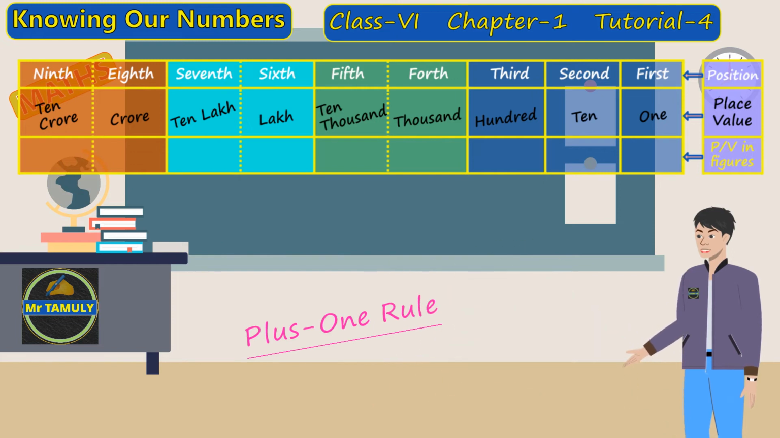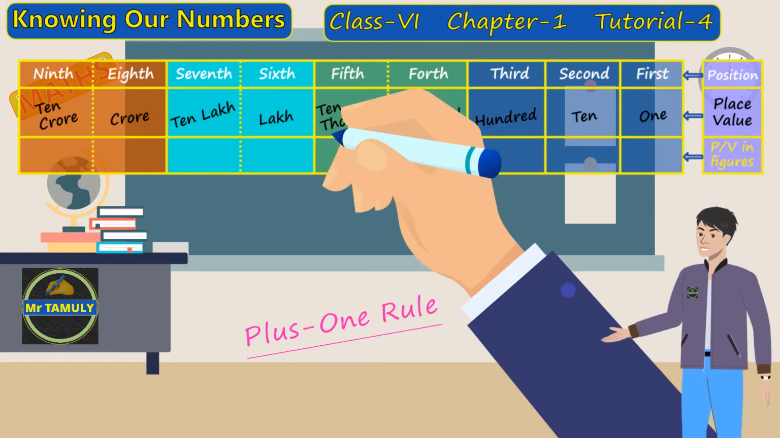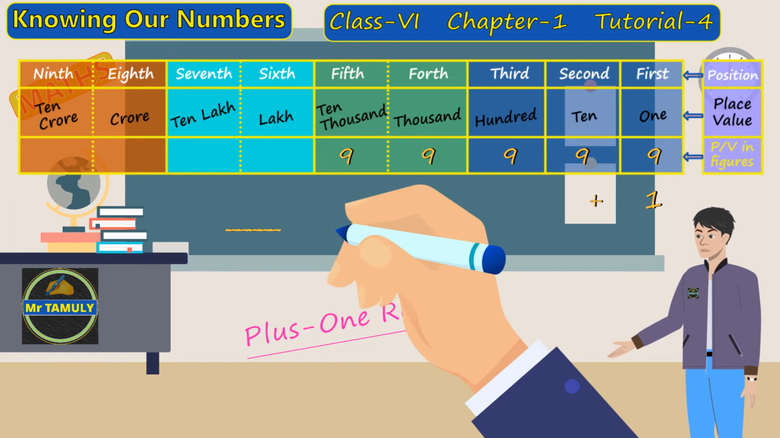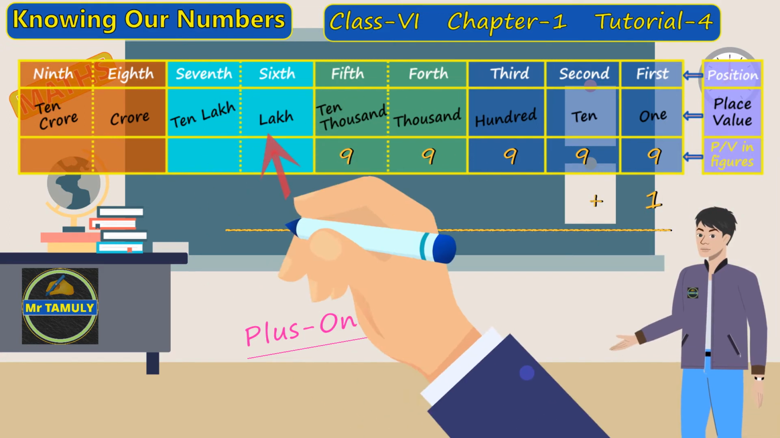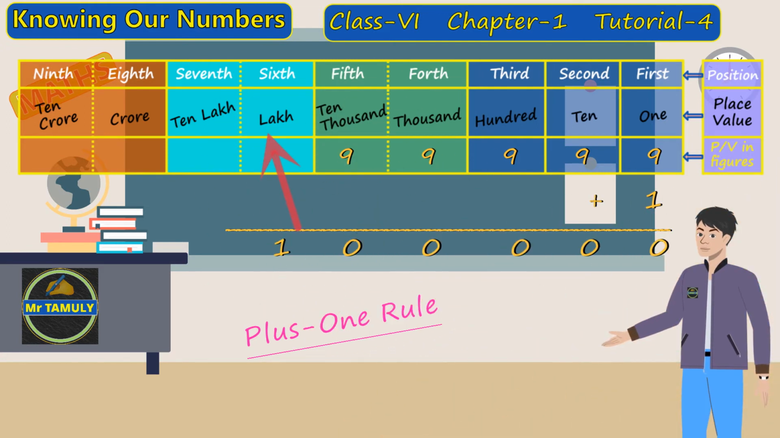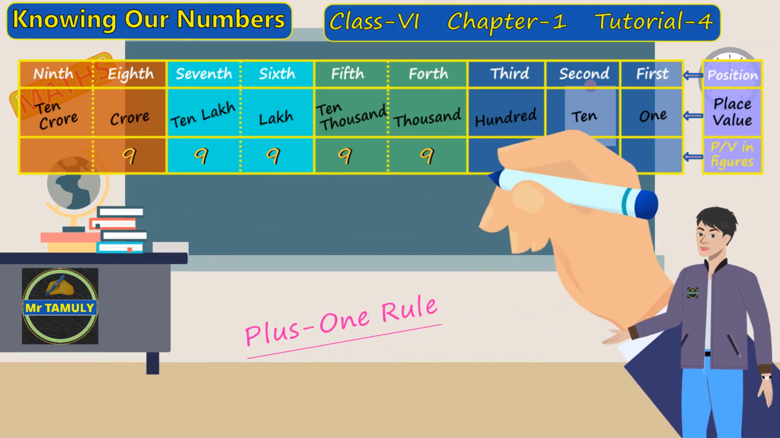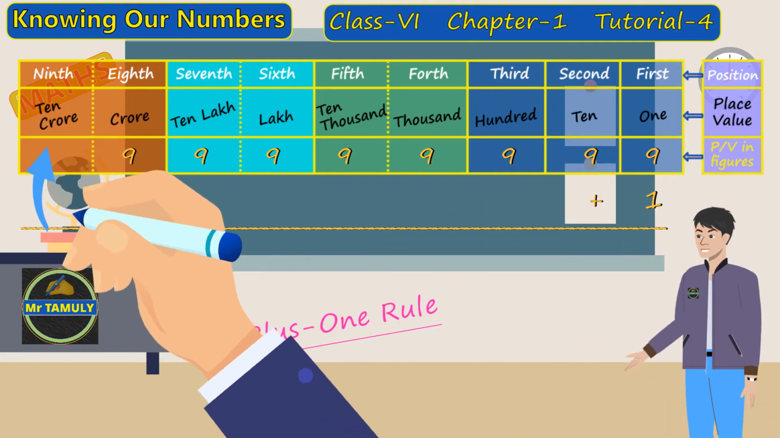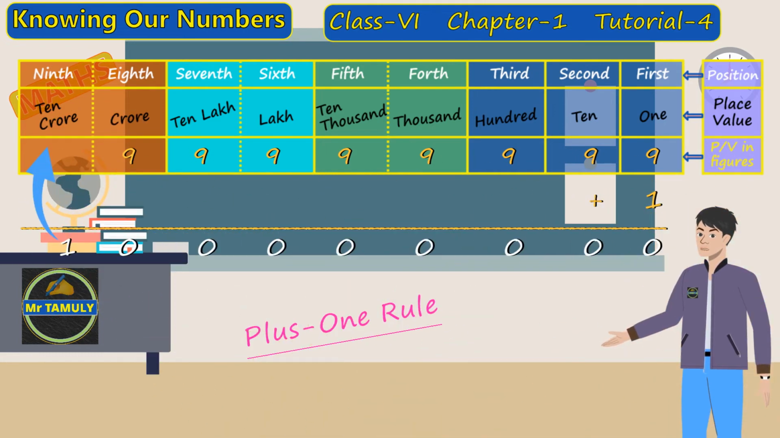Let us now apply the +1 rule to determine the place value of the 6th position. For this we shall take the largest 5-digit number, which is 99,999. With the largest 5-digit number, 99,999, if we add 1, we get the place value of the 6th position, which is 1 lakh. In the same way, if we take the largest 8-digit number, and add 1 with it, we get the place value of the 9th position. The +1 rule is also applicable to all the places.